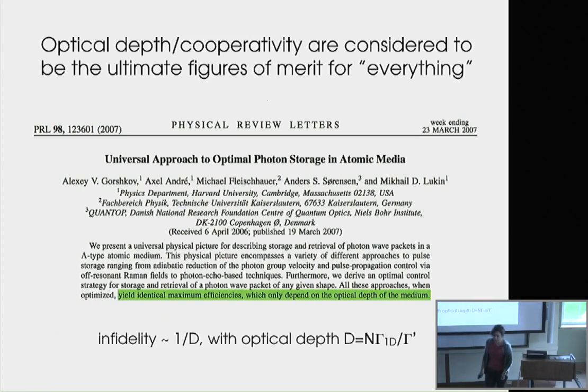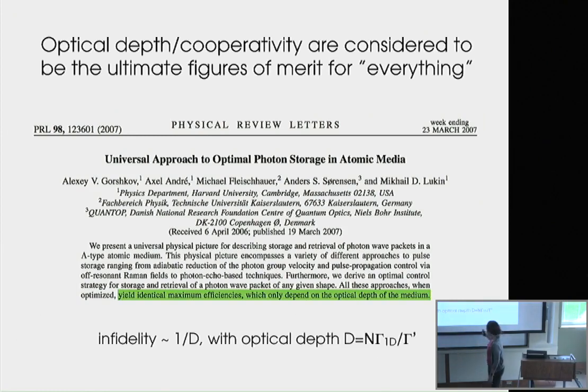And they say that basically it doesn't matter how hard you work. Every protocol for a quantum memory yields identical maximum efficiencies, which only depend on the optical depth of the medium. So this means that the infidelity, that is the error that one makes when one stores a photon into an atomic ensemble or when we retrieve it, scales as the inverse of the optical depth, which means that if we place more atoms in our, let's say, waveguide, or close to our waveguide, we will do better.